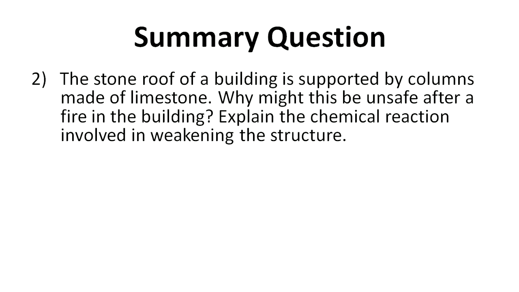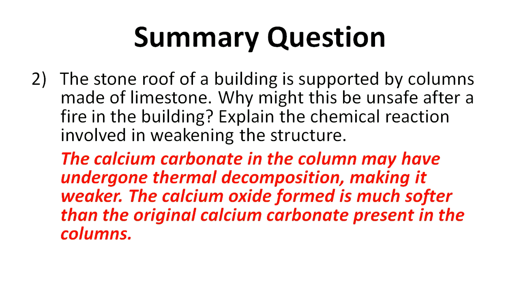Summary question 2. The stone roof of a building is supported by columns made of limestone. Why might these be unsafe after a fire in the building? Explain the chemical reaction involved in weakening the structure. Okay, now let's go over the answer. The reason is the calcium carbonate in the columns may have undergone thermal decomposition, making it weaker. The calcium oxide formed is much softer than the original calcium carbonate present in the columns, and so they're more likely to break away.